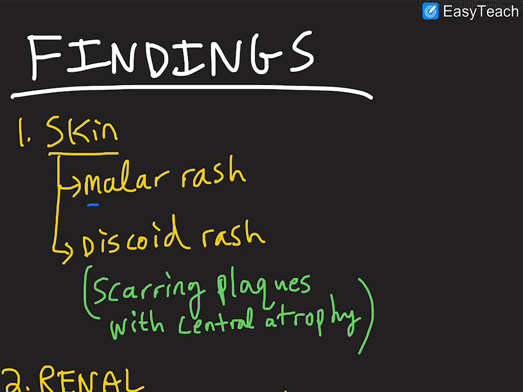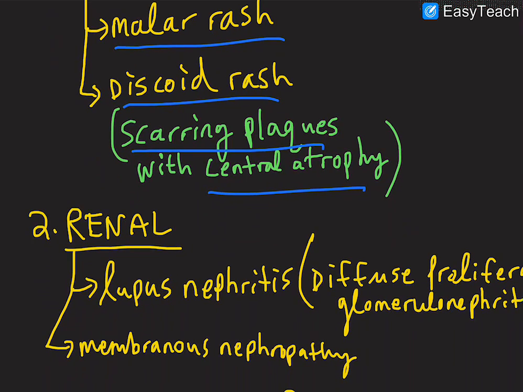So you can see a malar rash, your butterfly rash, and discoid rash, right? So discoid rash, you would have scarring plaques with central atrophy. Okay, that's important to keep in mind. So it can affect the skin.